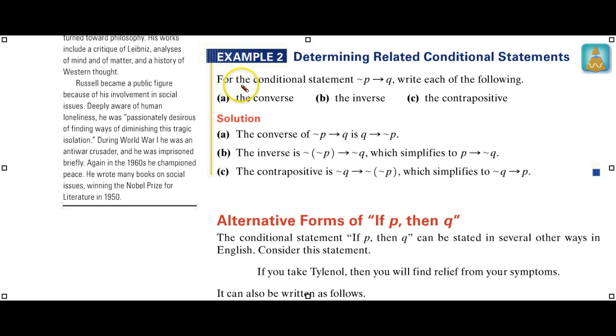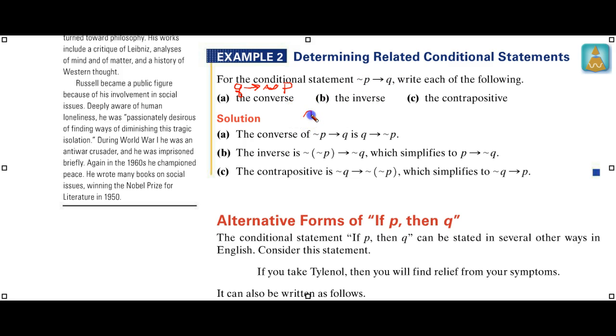and say Q yields not P. So the converse, Q yields not P. Now write the inverse. Well, the inverse is just taking what is there and negating both of them.